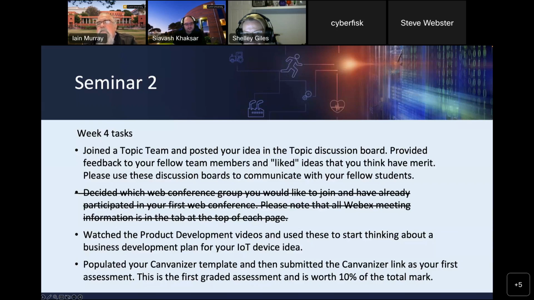Anything else to add to that, Savash? No, I'll just mention, if your project is under NDA and you don't want to share the details of that with other students, make sure to not submit the Canvanizer link to WebEx, because the Canvanizer is peer assessed, so other learners within WebEx would be able to see it. So what you can do is just put a statement on WebEx and email us the Canvanizer link, and we'll mark it. Besides that, I think that's the main thing I wanted to bring up.